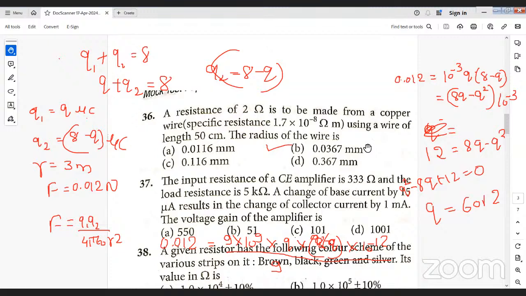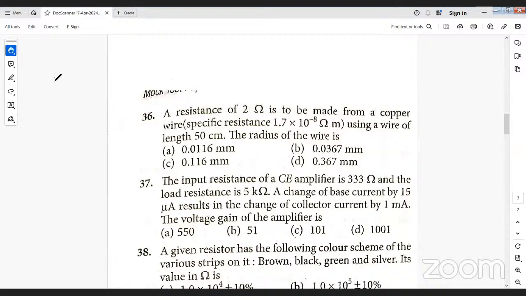So the next question is based on the resistivity formula. A resistance of 2 ohm is to be made from a copper wire. The specific resistance, the rho value, the resistivity value is given. Using a wire of length 50 centimeter, we need to calculate the radius. See, the last 3 questions, this one we are doing.